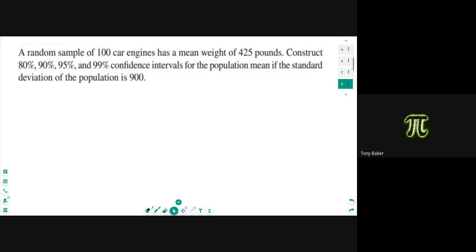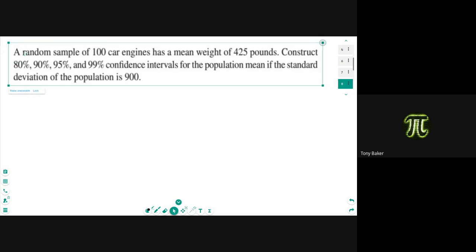I want to construct 80%, 90%, 95%, and 99% confidence intervals for the population mean if the standard deviation of the population is 900. We're going to do two of them. So we're going to assume that the population standard deviation is 900, and let's do the 80% and then we're going to do the 95%. Let's do 80%.